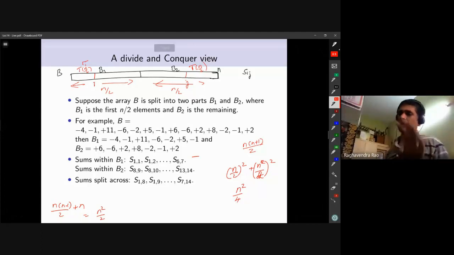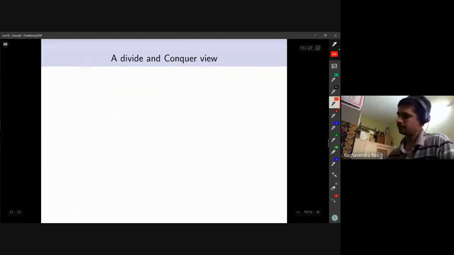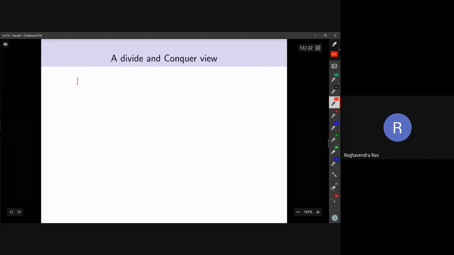Yeah. So that is where it helps to have a closer look at what these values represent. Okay. So let's just have a closer look at it. So I'll just redraw the array here again. Is the idea that we are going to implement clear to everybody?